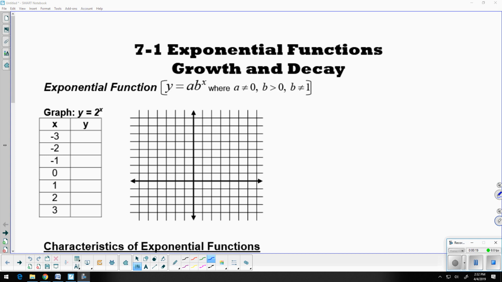So an exponential function is of the form y equals a times b to the x. And then a few details about it. It says that a cannot be 0. So that's the first thing. So a cannot be 0 because that would basically not make it an exponential anymore. You would just have the equation y equals 0, which would just be a horizontal line going through y at 0.